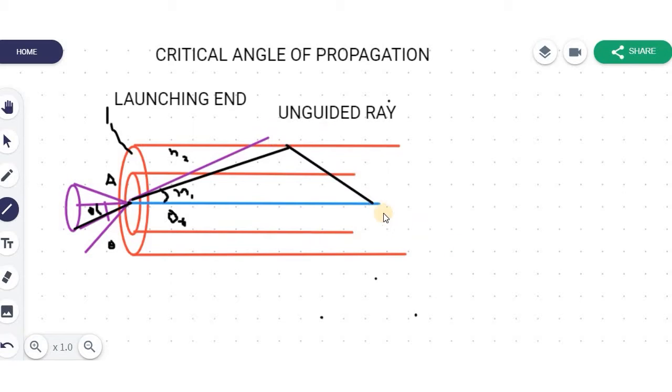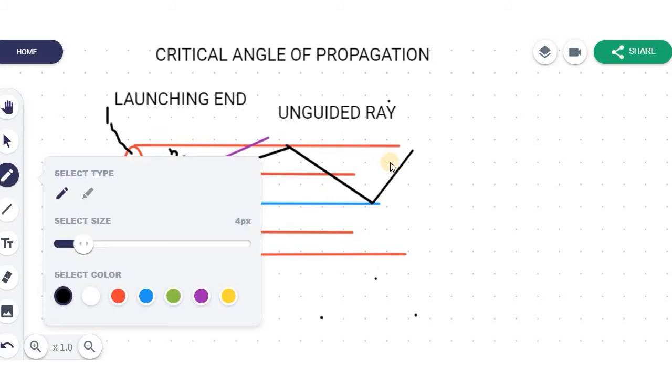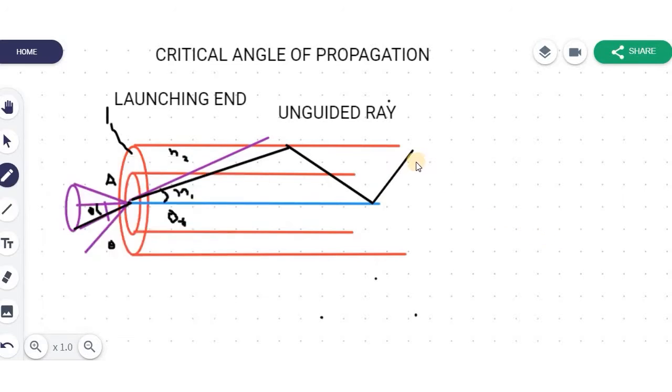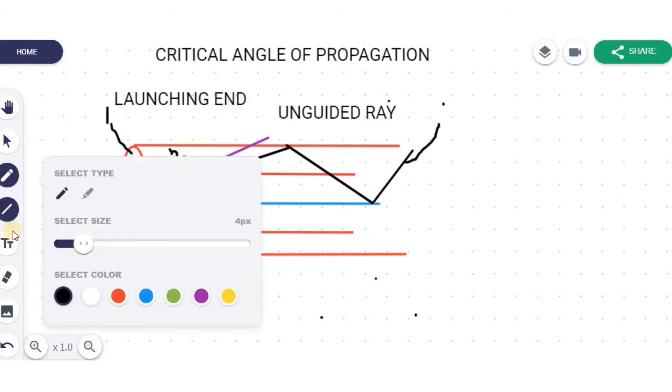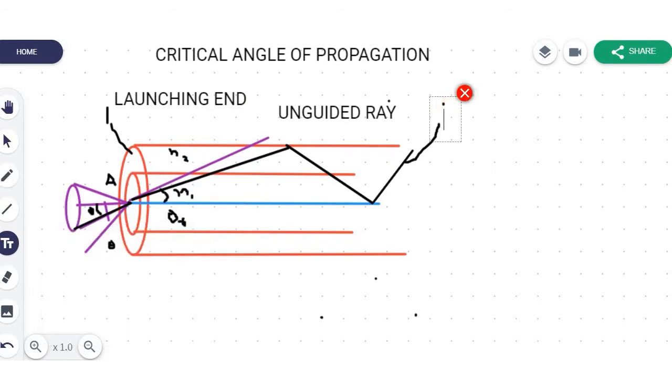The ray path undergoes complete reflection, and it is guided. And such a ray is known as what? This ray is known as a guided ray. Okay, right.